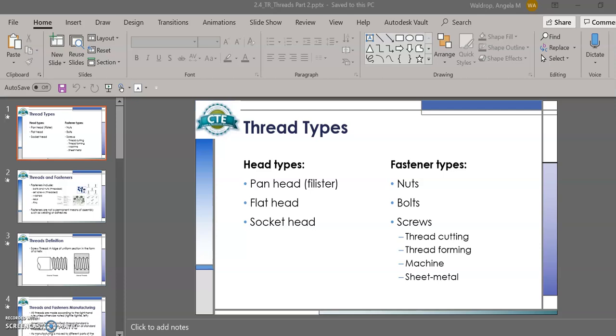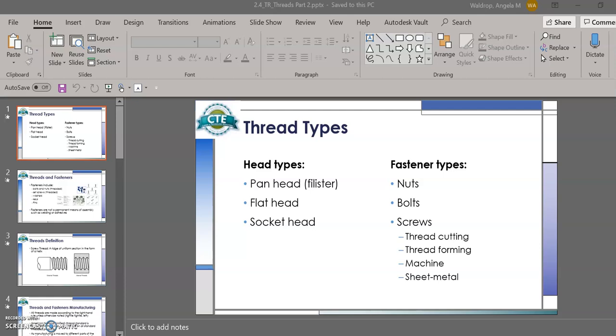Okay, this is part 2 of the threads discussion. This slide is talking about forms of threads. The head types refer to the top of the thread. This will help you decide what type of tool that you need to tighten or loosen a thread. Will it be a flathead screwdriver, a Phillips screwdriver, a set screw, or a wrench or a nut driver?